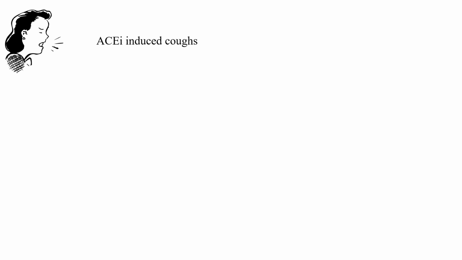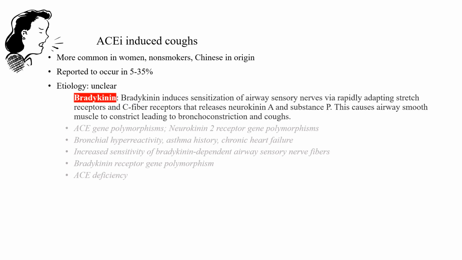ACE inhibitor-induced cough is not uncommon. It is more commonly seen in women, non-smokers, and Chinese in origin. It has been reported to occur in upwards of 30%. The exact etiology is not clear, but it is predominantly thought to be mediated by the buildup of bradykinin. It is thought that bradykinin induces sensitization of airway sensory nerves, which causes airway smooth muscle constriction, which leads to bronchoconstriction and coughs.